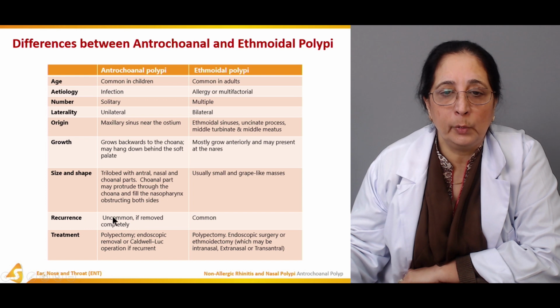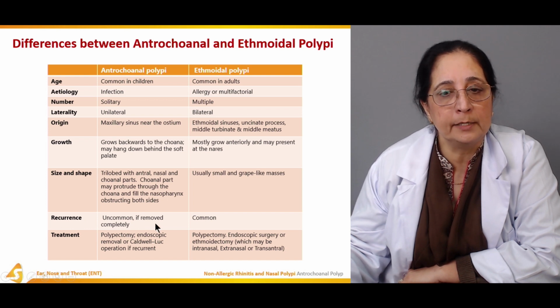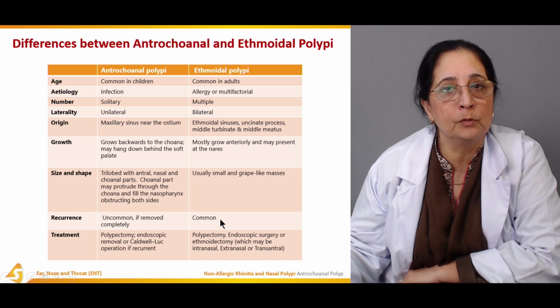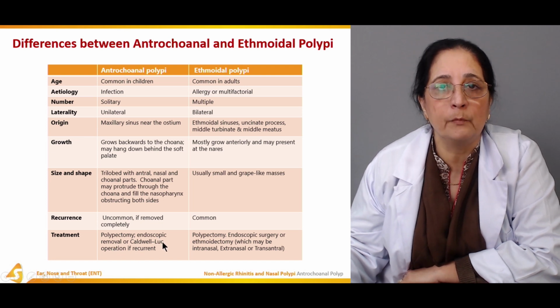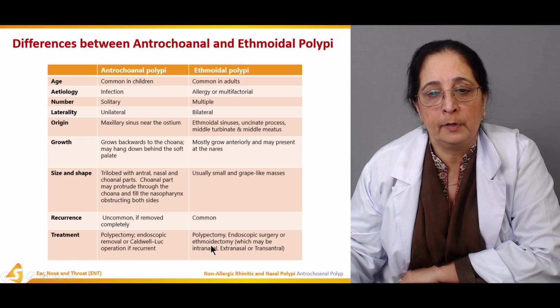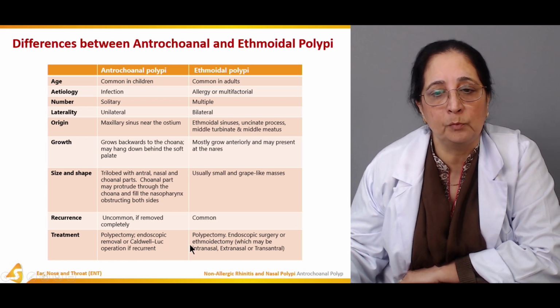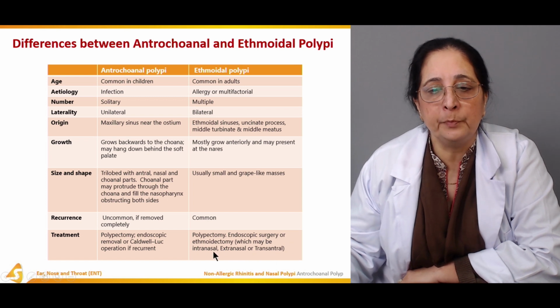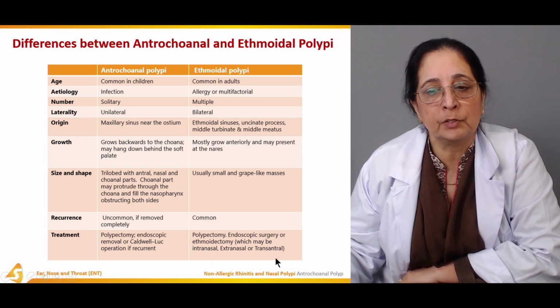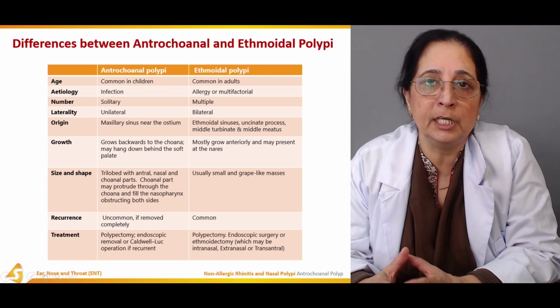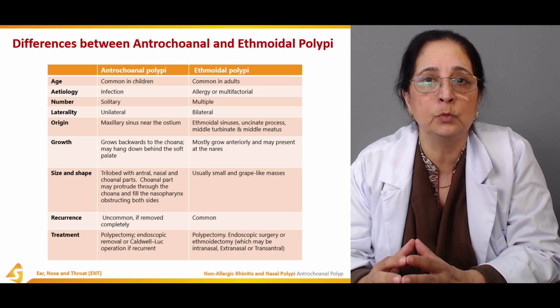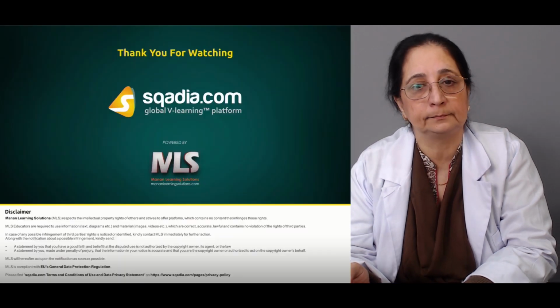Recurrence: antrochoanal has uncommon recurrence if removed completely. In ethmoidal, recurrence is common. Treatment of antrochoanal is polypectomy, endoscopic removal, or Caldwell-Luke operation. For ethmoidal also polypectomy, endoscopic surgery, or ethmoidectomy, which may be intranasal, extranasal, or transantral. So these are some differentiating points between the two types of polyps.